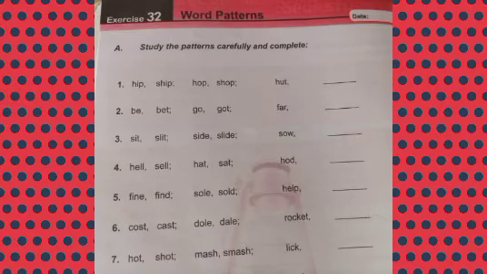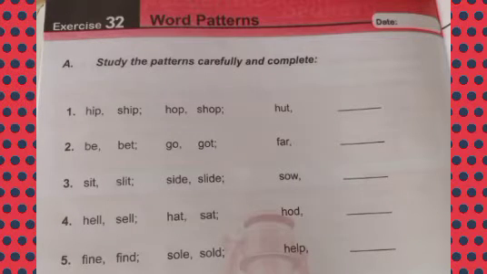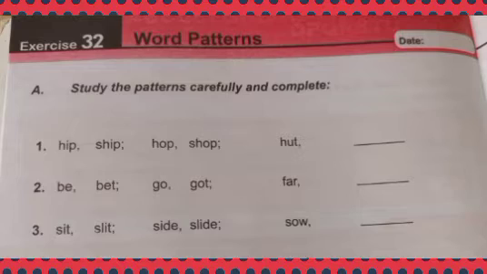Now using our verbal reasoning notes, let's answer the following questions. Study the patterns carefully and complete. Number 1 there says IP. S was added to IP to give us ship. The next one there is UP. S was added to it to give us sup. The next one is OUGHT.